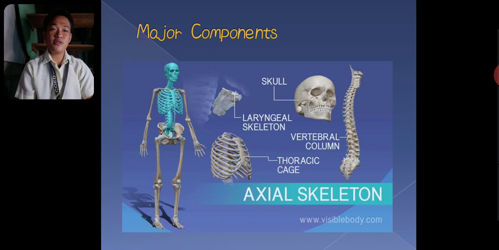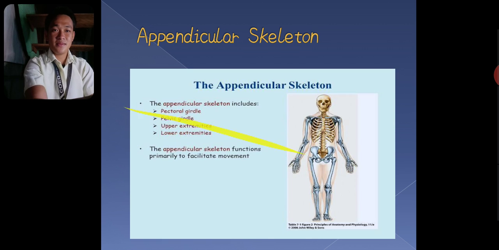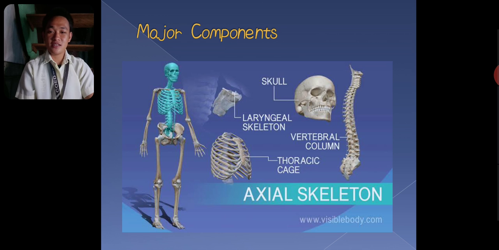So, sa major components, meron tayong skull, laryngeal skeleton, vertebral column, thoracic cage, and axial skeleton. So, the major components, so, ang ossicles natin are middle ears or tenga, hyoid bone, rib cage, sternum, and last ay ang tinatawag na vertebral column.